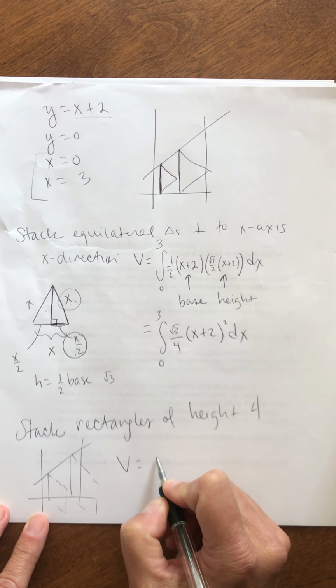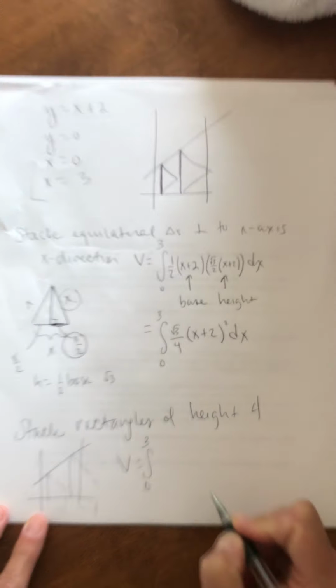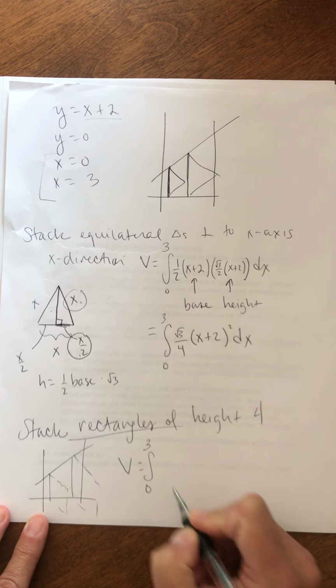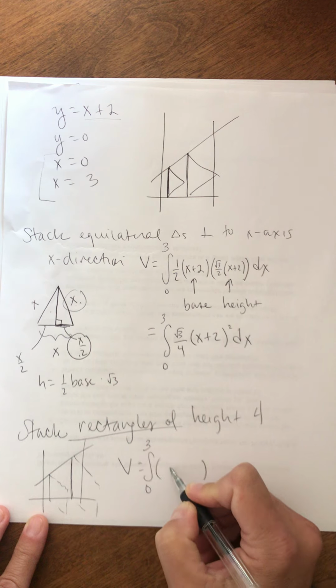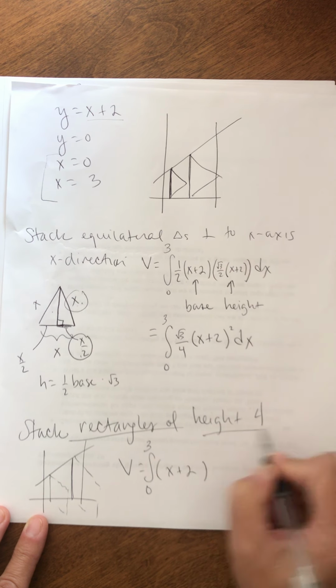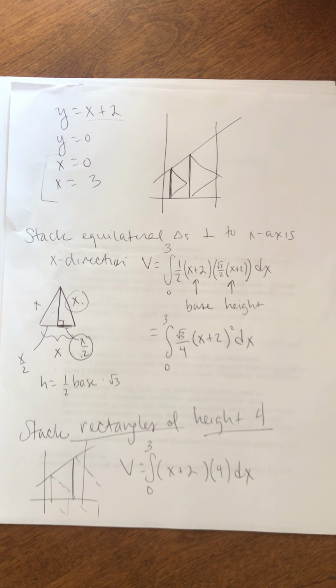So my volume is, well, again, they're getting stacked in the x direction. My x values go from 0 to 3. Rectangles, the area is base, which is just this distance right here, which is x plus 2, times my height, which is always 4. So again, anything I can find the area of one of the cross sections, I can just add infinitely many, infinitely skinny cross sections. All right, so you're going to have some in your book to try on your own.